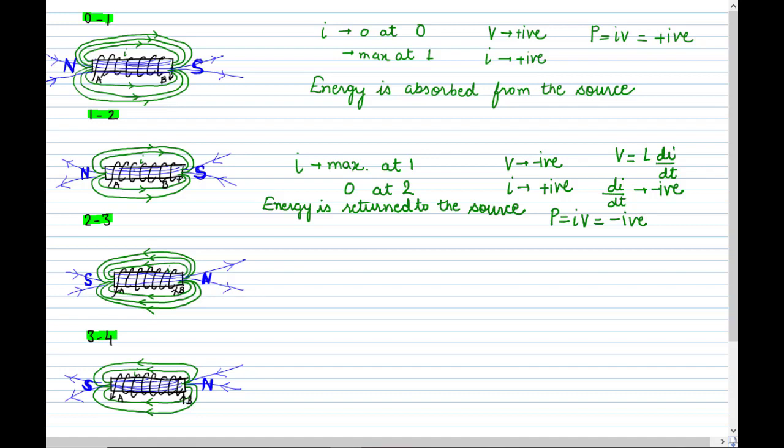So there is a demagnetization and the magnetic flux lines are in the opposite sides, and the energy that was absorbed from the source is again returned.